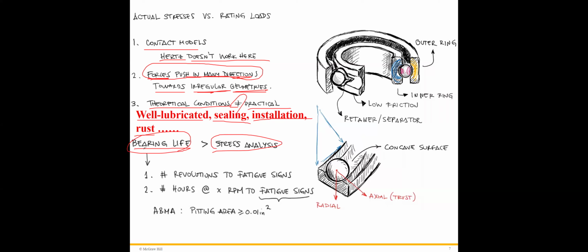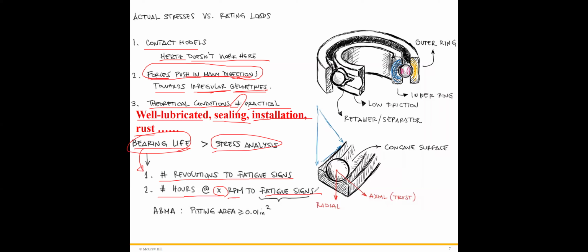So what's the bearing life? We can evaluate the bearing life by the number of revolutions to fatigue failure, or by the hours at a specific RPM to fatigue failure.